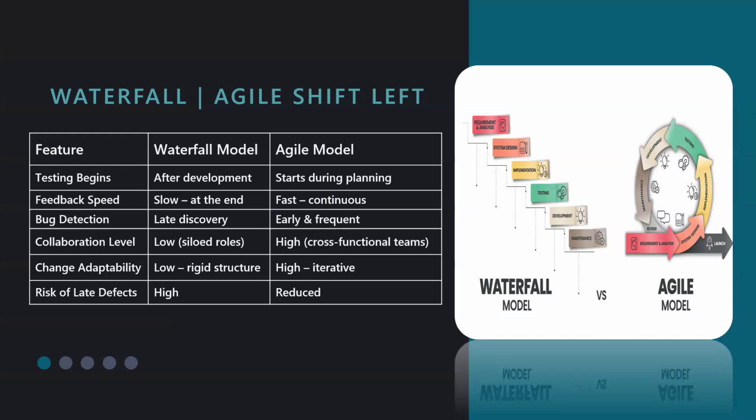Testing begins only after development in the waterfall model, while it starts during the planning itself in the shift left model. Feedback is very slow in the waterfall model, while it's very fast and continuous in the agile model. Bug detection is late in the waterfall model and very early and frequent in the agile model. Collaboration level and change adaptability are very low in the waterfall model, but very high in the shift left model. Risk of late defects is very high in the waterfall model, while it's very low in the agile model.